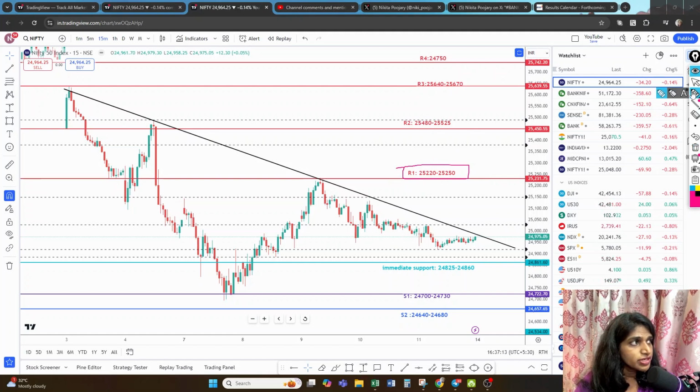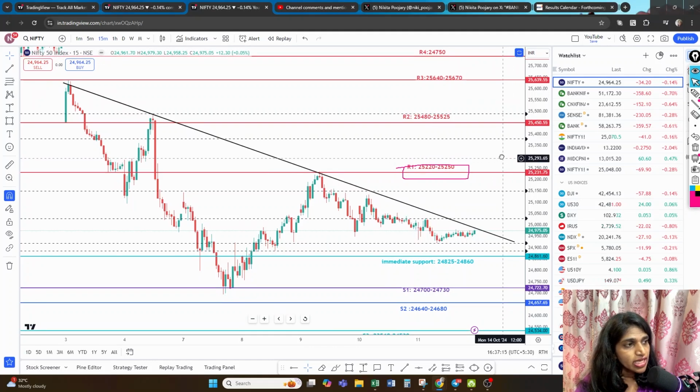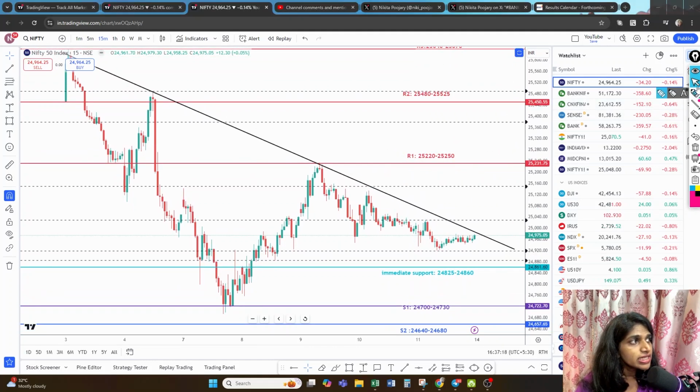Okay, so the trade plan remains the same in case of Nifty as well. Just like Bank Nifty, we will play non-directional till the time 25,250 is not taken out on the upper side and 24,700 is not taken out on the lower side.